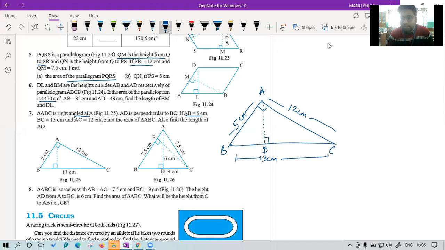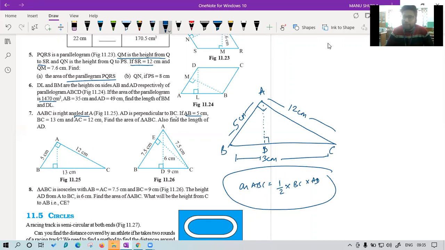Suppose I go with your case and I try to find the area of triangle ABC by taking BC as base, that is half into BC into AD. Tell me, can you find the area using this formula right now? Okay, Vani, then tell me half. BC is given to you as 13 centimeter. What is the value of AD? Yes, class. Do you know the value of AD? Can you find the area like this?